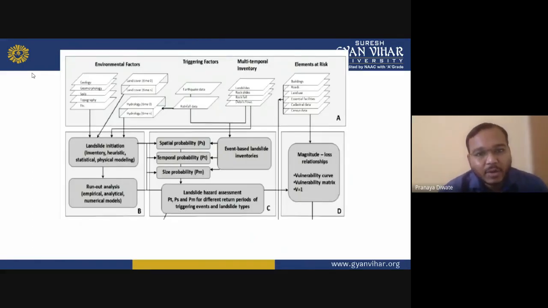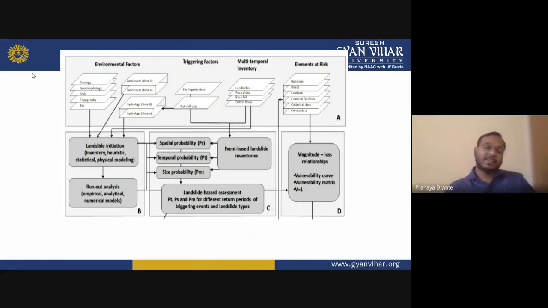Now you have an environmental factor, triggering factor, multi-temporal factor, and element at risk. Environmental factor is nothing but geology, geomorphology, soil, topography. These all are the environmental factors. Triggering factors are earthquake and rainfall.